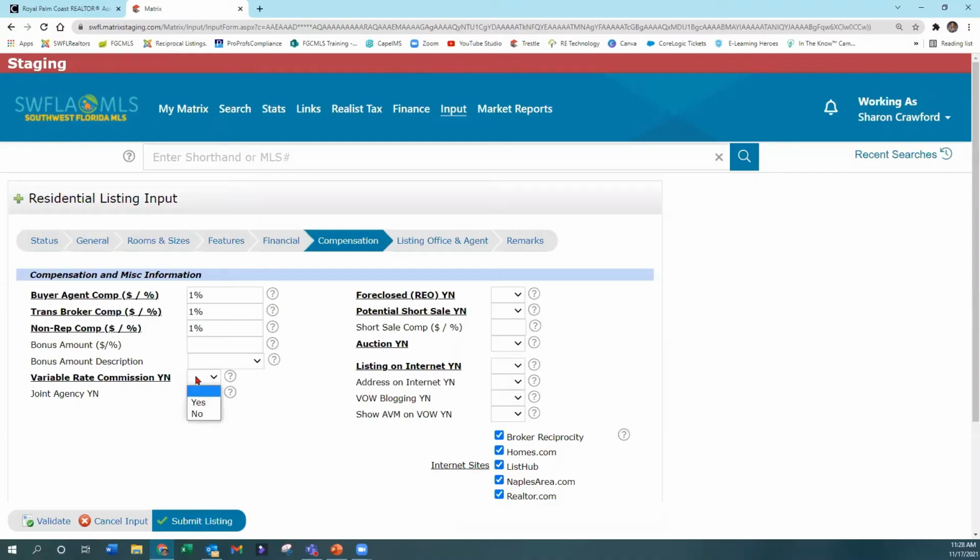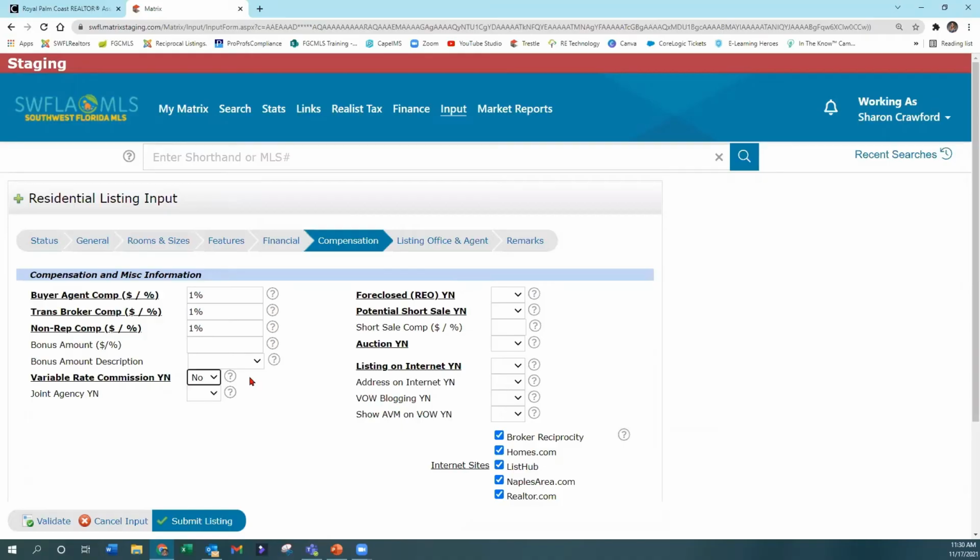Variable rate commission. This is a required field and it's asking you yes or no. We're going to say no, but I want you to be sure that you're clear on what a variable rate commission is. If you, as the listing agent, also bring the buyer to the sale, you are willing to accept a reduced rate of commission. The reason that must be disclosed is because it would put a cooperating broker at a bit of a disadvantage in a multiple offer situation.